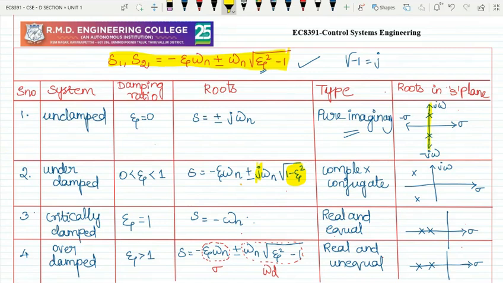Now see my answer, it will have some real term as well as some imaginary term. So we call that root a complex conjugate: sigma plus j omega. See my roots' position, it will be lying on this line.